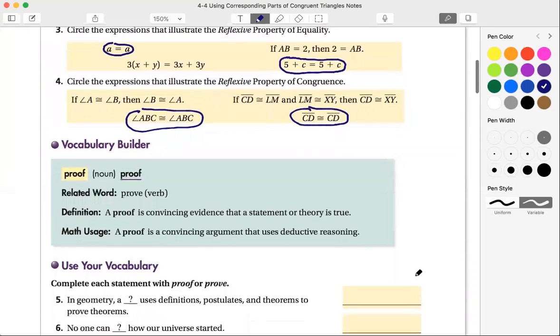All right, so vocabulary builder, we're going to talk about proofs. So a related word is to prove. The definition of a proof is convincing evidence that a statement or theory is true. In math, we use a proof as a convincing argument that uses deductive reasoning.